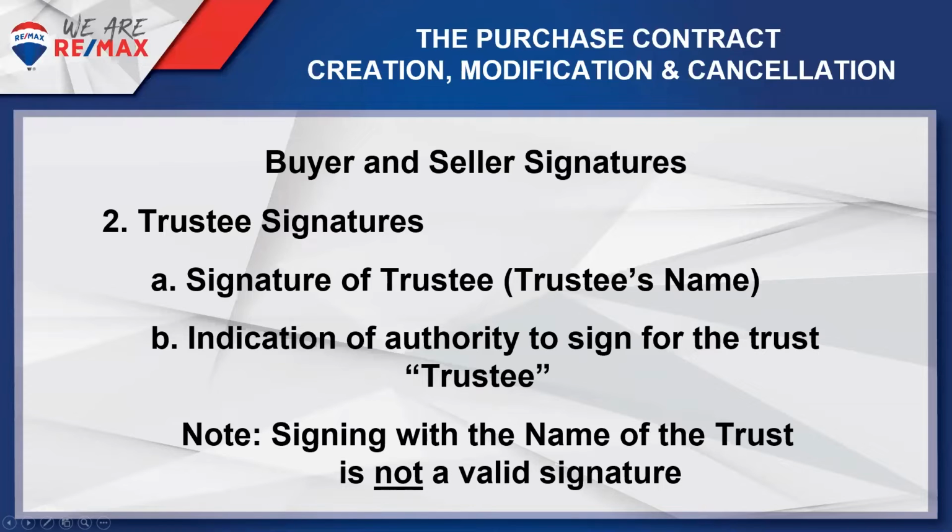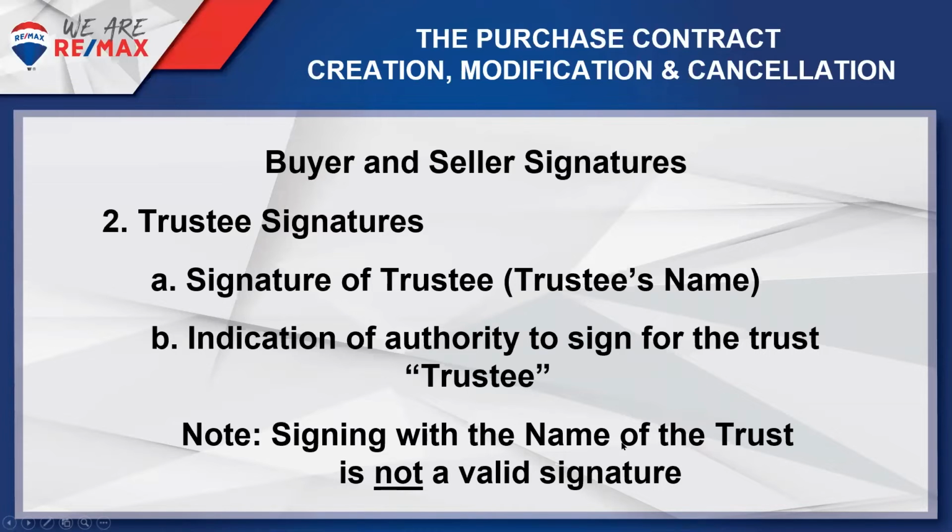Now, signing the name of the trust is not a valid signature. So if we had the Klein family trust that owned the property and Diane was selling the property as the trustee and she signed the Klein family trust to the document, it would not be a valid signature and the document could be voided because a human being didn't sign it. In general, a human signs everything. Trusts don't sign anything because they don't have hands. They can't pick up a pen. And so we have to identify who signed it. The name of the trustee is the name you use.